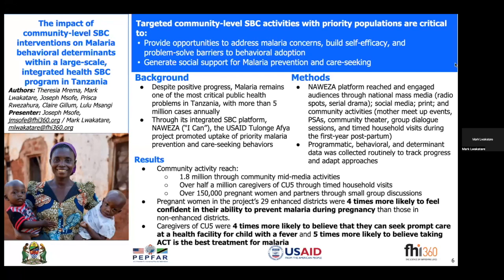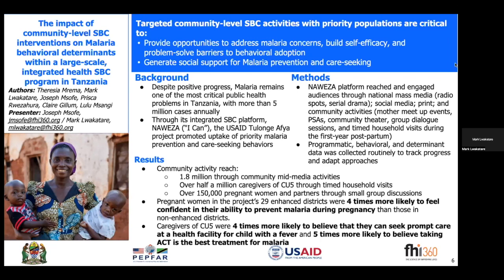And we use the adult SBC platform, which is Naweza, meaning I can in Swahili. This is for women who are above the age of 18 years, together with their support systems. With this SBC platform called Naweza, we were able to reach and engage priority audiences through different interventions. We used national level media like mass media, like radio, but also we had community radio engagement where we aired radio spots, but also anchor show episodes which focus on specific behaviors and address their concerns.